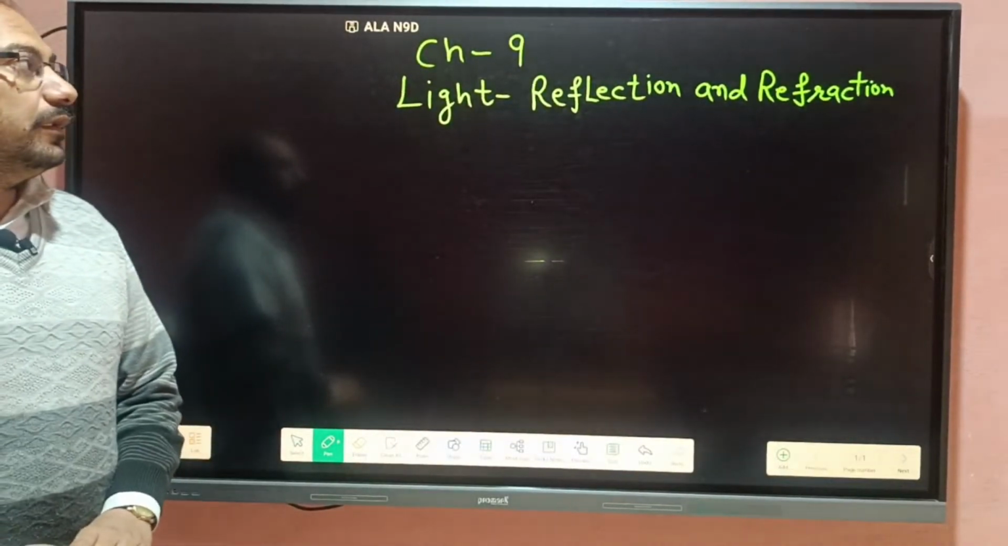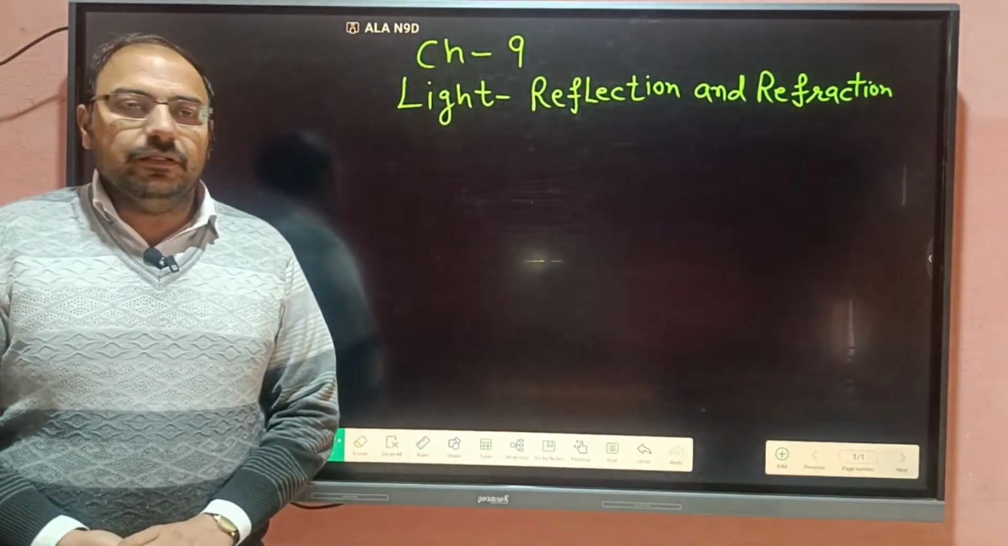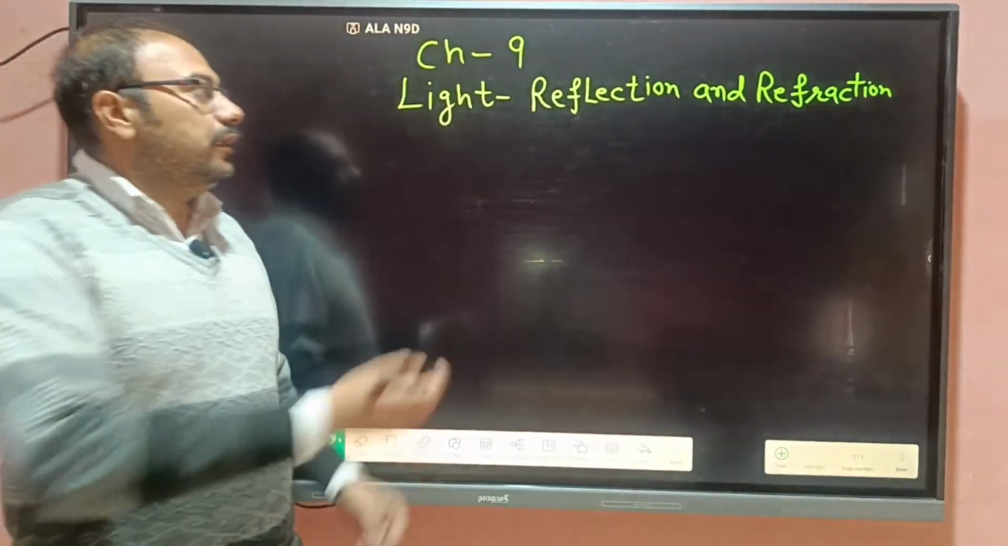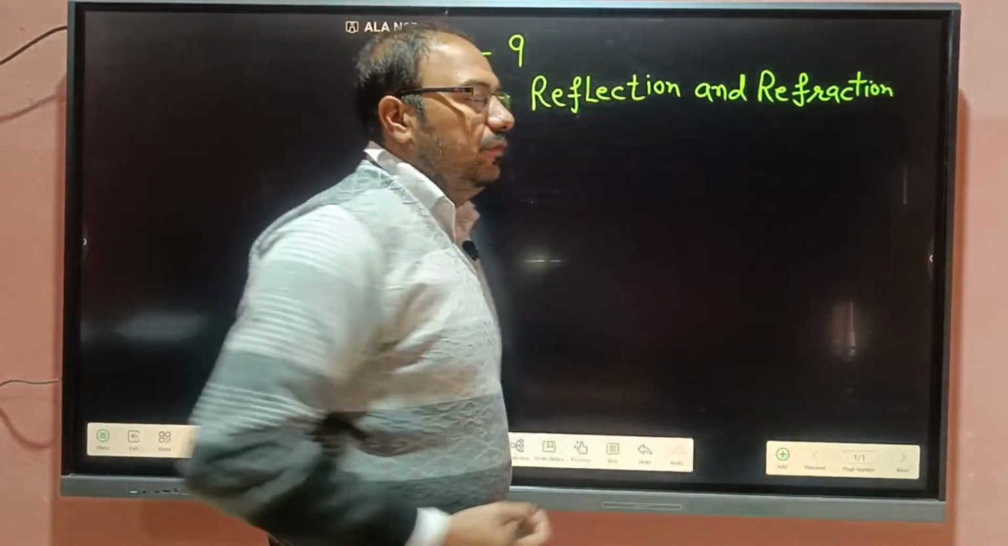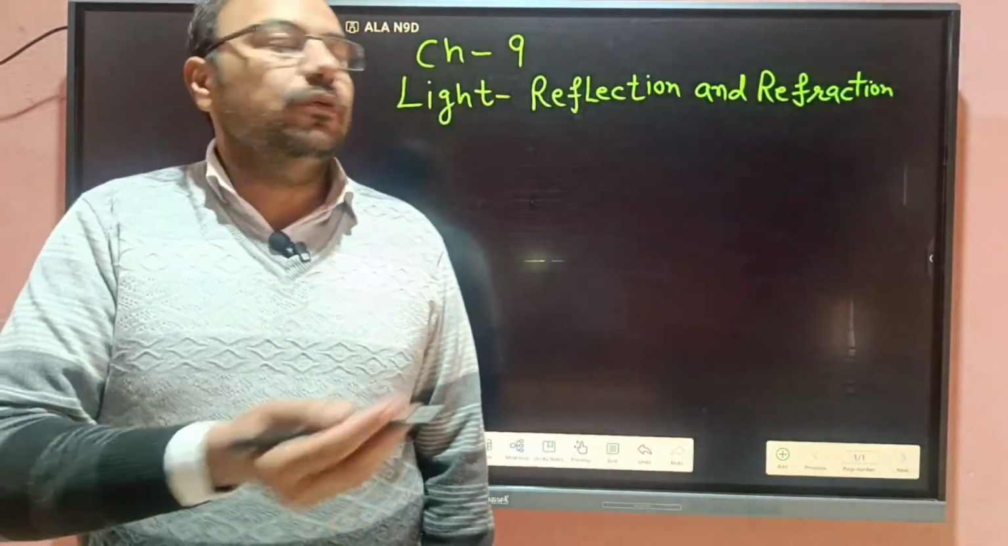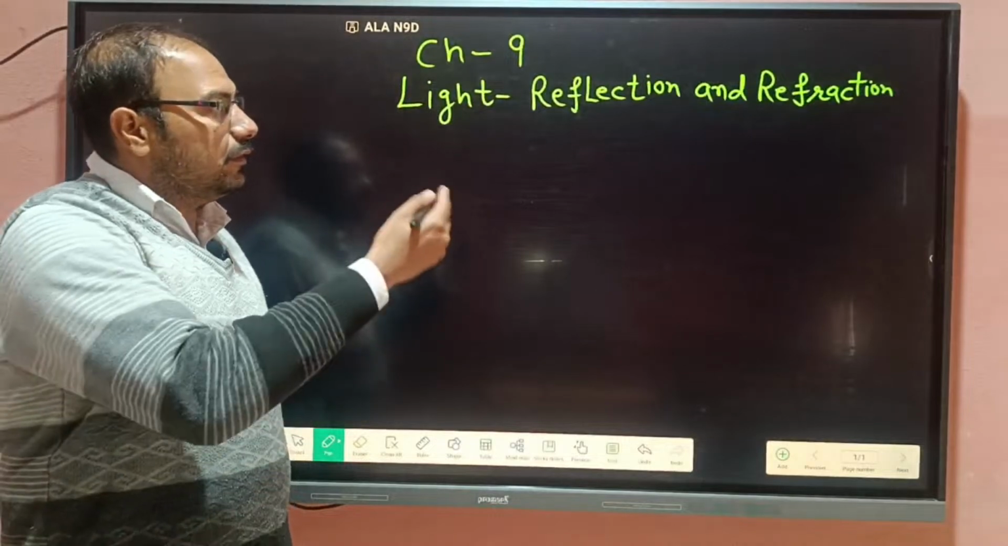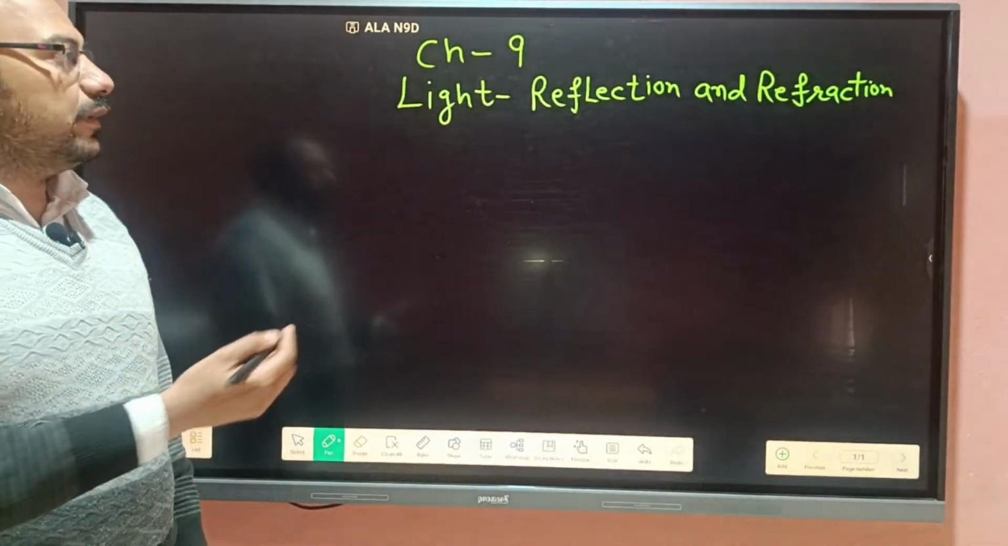About light, and that is chapter 9 of class 10th. Here we study about light, reflection and refraction. We already studied 2 lectures of that chapter. In the previous lecture we read about what is reflection.